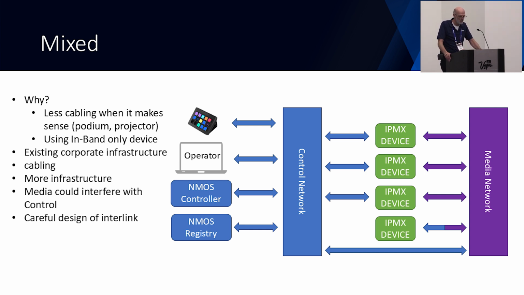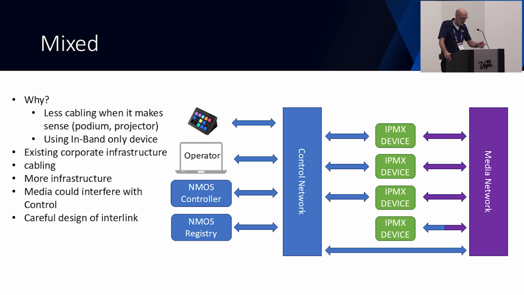So I drew this network here where I have a media network, I have the control network like before, but there's a device at the bottom whose control and media is merged together. It's in-band. And so we're going to have to carefully design a connection between our media and our control so that the control can go to the media side to reach that device. And the NMOS registry will need to be reached by that device in order for it to be able to register itself, be discovered, and all of that. So it's a little bit more complex, but it has its advantages.